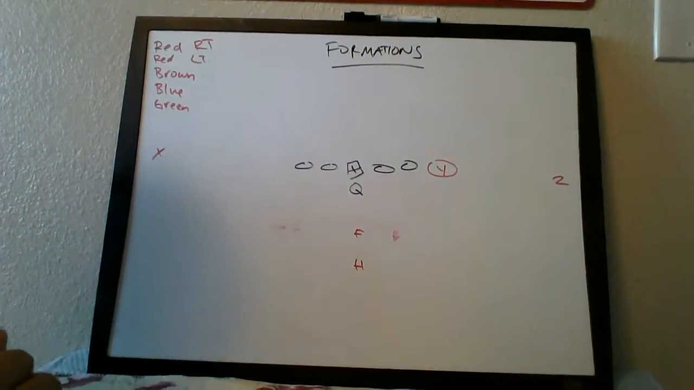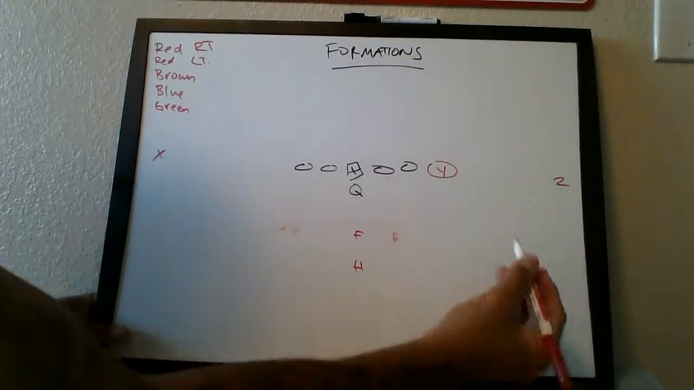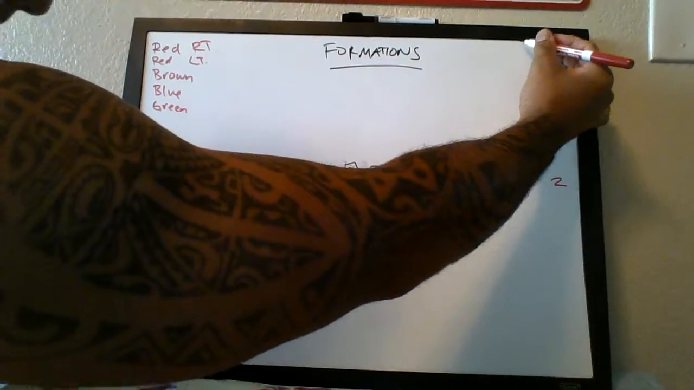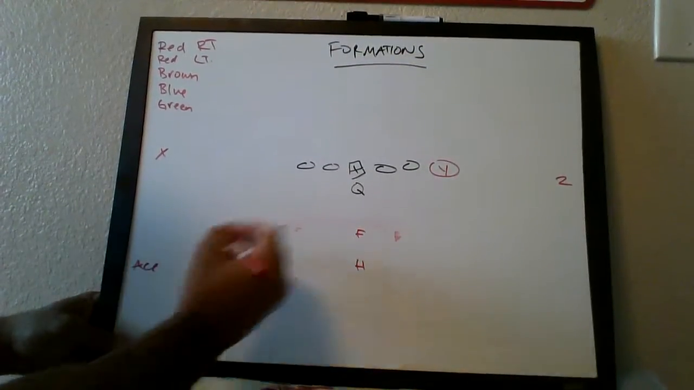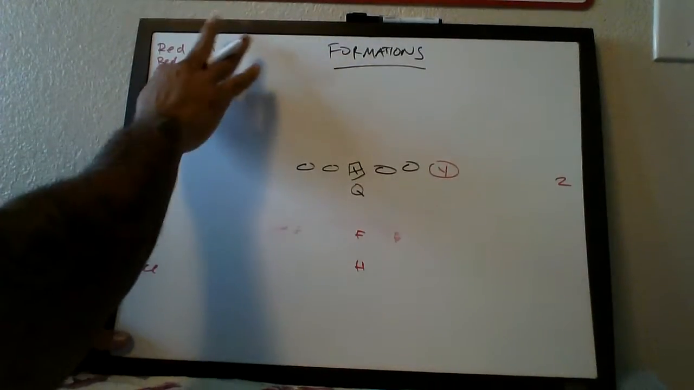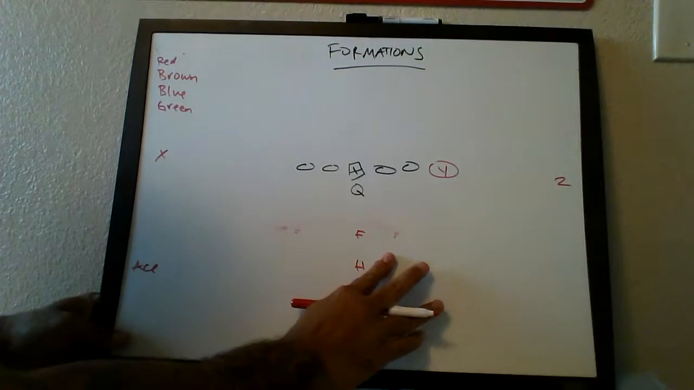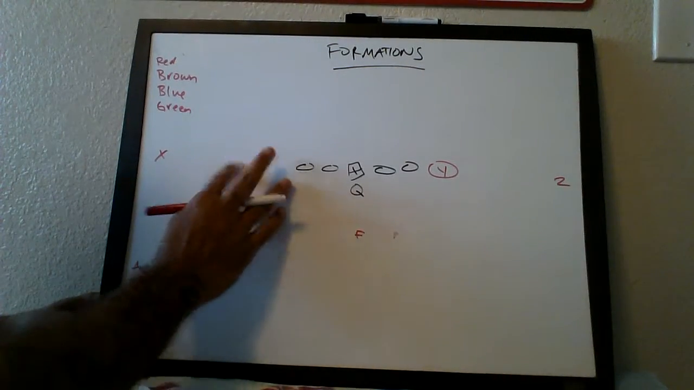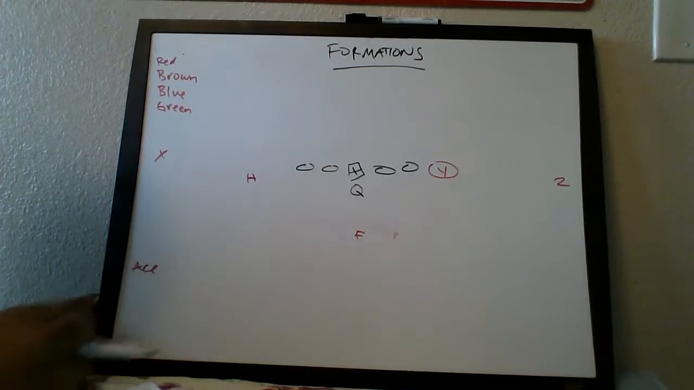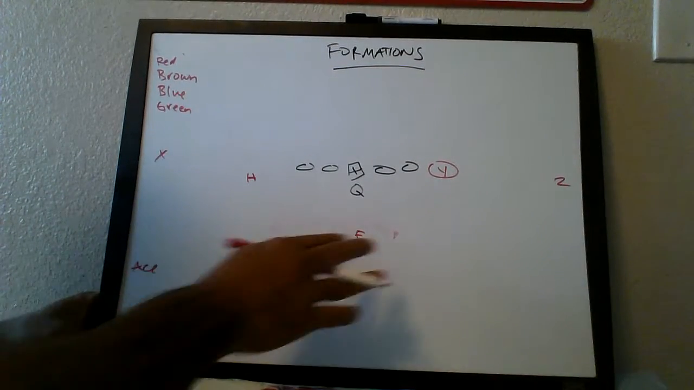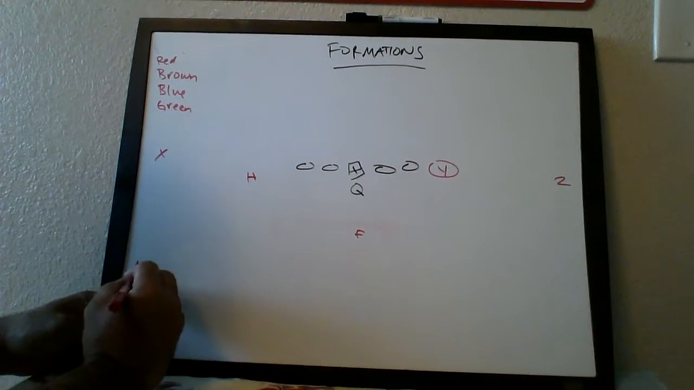Okay, let's move on to our single back formations. So here we go. Let's draw it down there. Ace formation. Okay, our ace formation looks just like this, except we're going to move our H-back into the slot. Very simple. Always going opposite of the tight end. Okay? Next formation.